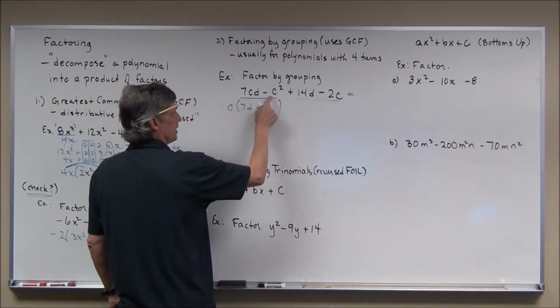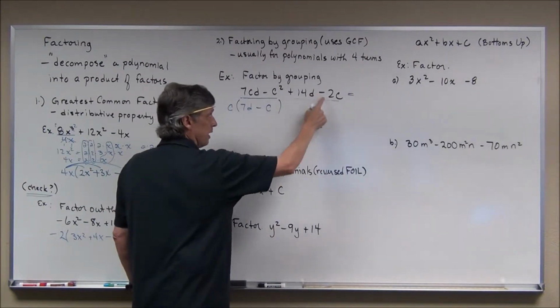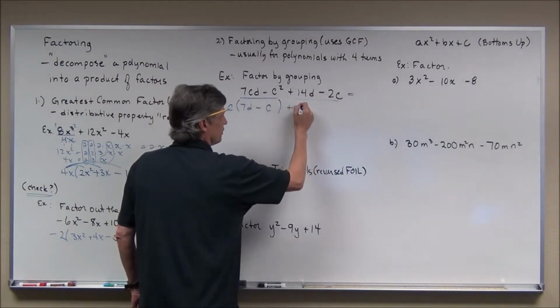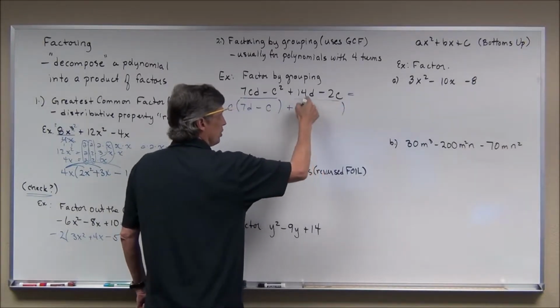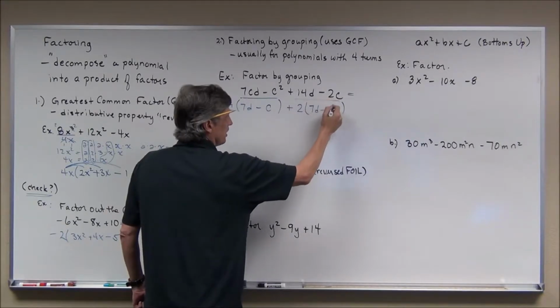Now notice there, positive, negative, positive, negative. If this was negative, positive, or minus, plus, I would factor out a negative 2. But in this case, I can factor out a positive 2, that's my GCF. 2 out of 14d leaves 7d minus 2 out of 2c leaves c.